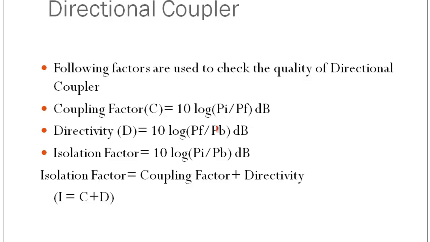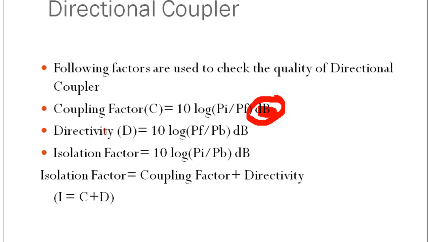So we can say coupling factor is defined as the ratio of incident power to the forwarded power. That means whatever power is incident at particular port or input port and whatever power is sampled, the ratio of these two powers is known as a coupling factor, and the coupling factor is defined in the terms of dB, right? So the formula to calculate the coupling factor is 10 log 10 PI over PF, right?